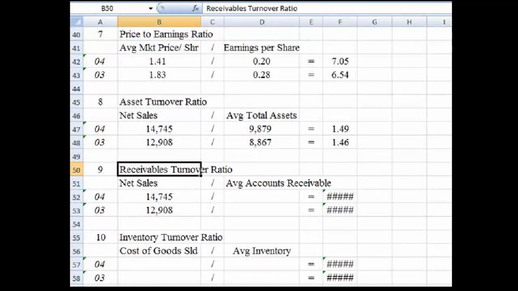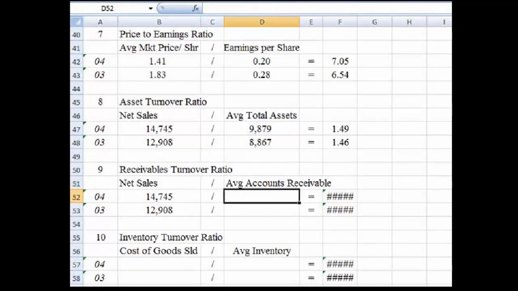Ratio number 9, the receivables turnover ratio, is another efficiency ratio. This time it compares average accounts receivable to the net sales. By doing so, the company can see how quickly they are collecting their receivables. Once again, the net sales is filled in from the prior ratio, and the average accounts receivable will need to be calculated. On page F496, the bottom line is accounts receivable.